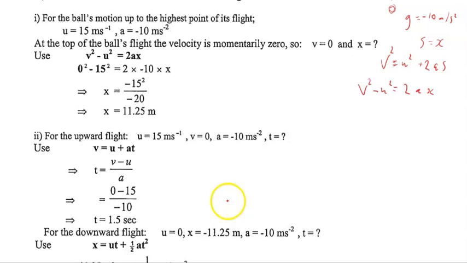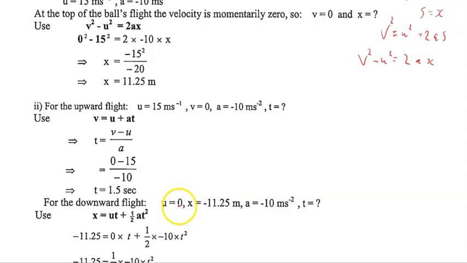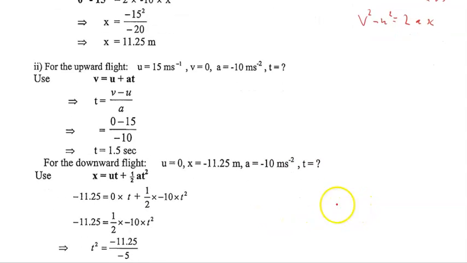For the downward flight, the initial velocity is 0, just for an instant. It's going to drop a distance of 11.25, so minus, because we're going in the downwards direction. A is minus 10, so again, it's pointing in the negative direction. What is t? Now use x equals ut plus a half at squared. You've probably already guessed what t will be, and you will be right.